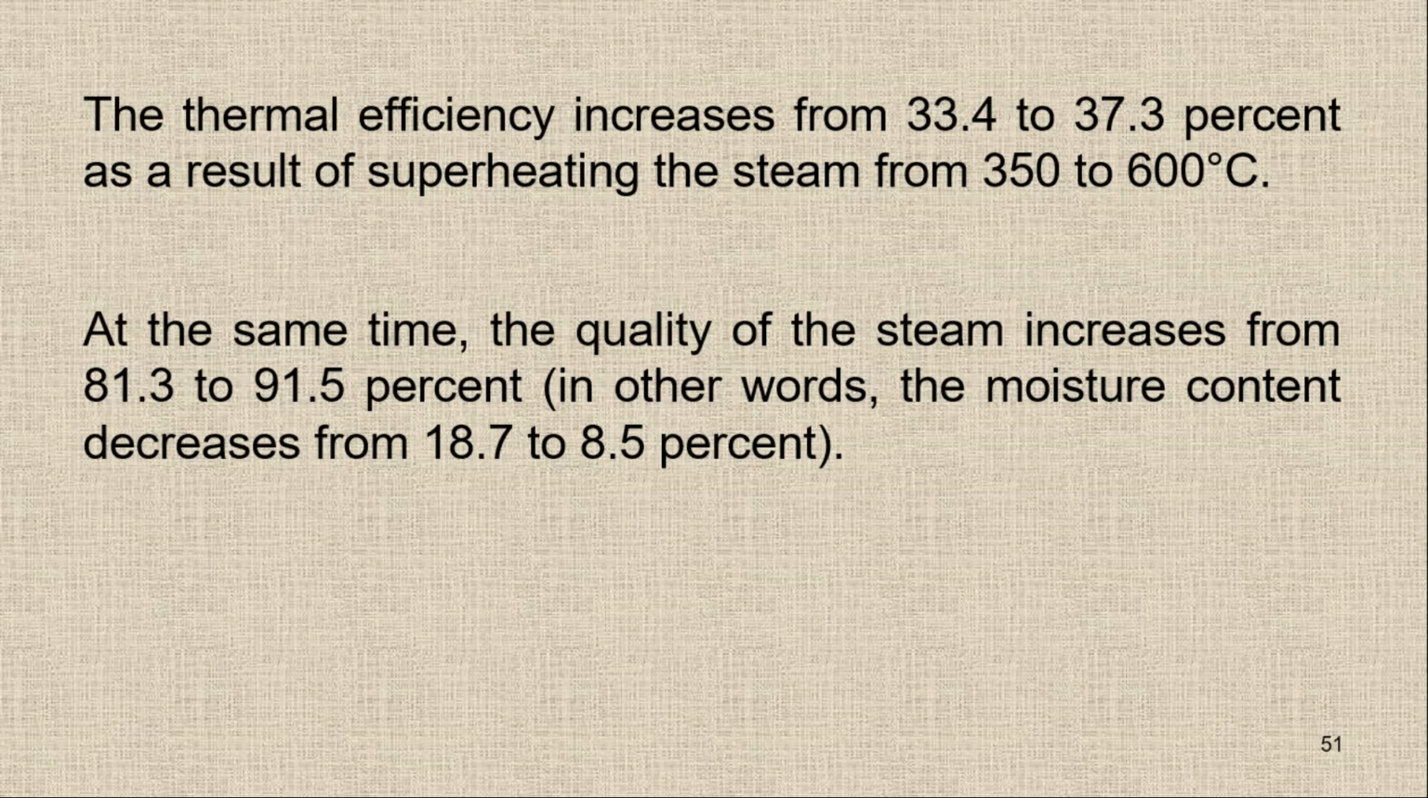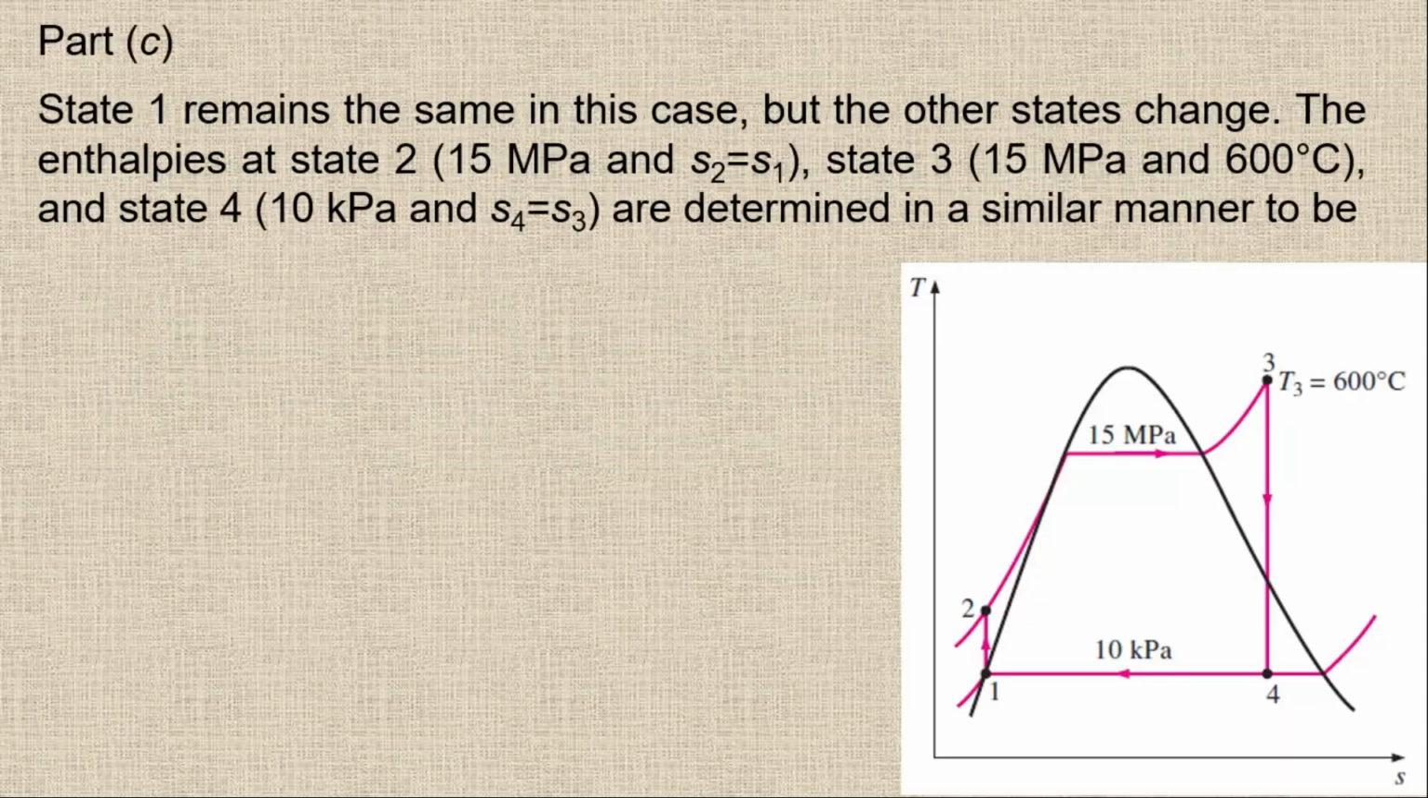Now, what we are going to do? We are going to increase the pressure now in part number C. So this is the condition. We have 10 kilopascal for the condenser pressure. We have state number 1 here, but state number 2 is basically at 15 megapascal, and then we have T3, which is at 600 degrees Celsius. So we didn't change the superheat temperature, other than we have increased the boiler pressure. But due to the increase in the boiler pressure, ultimately you will get a higher value at point number 3.